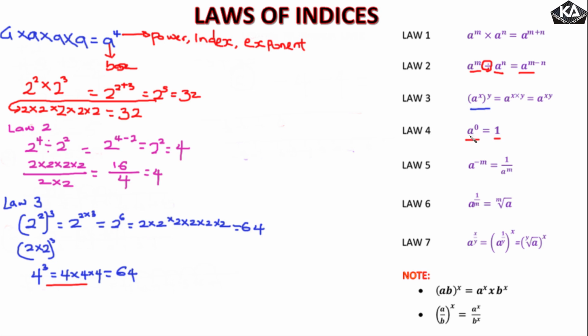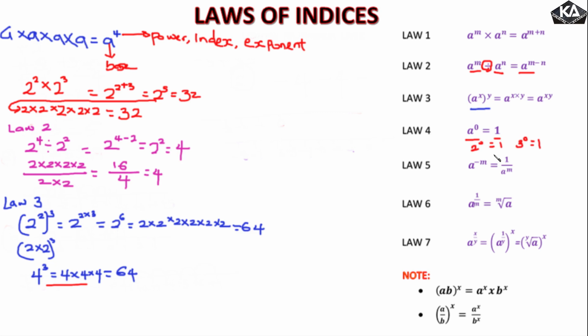Now, law 4 says a raised to power 0 is equal to 1, which means 2 raised to power 0 is equal to 1. Any number raised to power 0 will equally give us 1. Now, this you should have in your mind. Any number raised to power 0 is equal to 1. We can have 2 raised to power 0 is equal to 1. We can have 3 raised to power 0 is equal to 1. Now, that's on zero index, law 4.